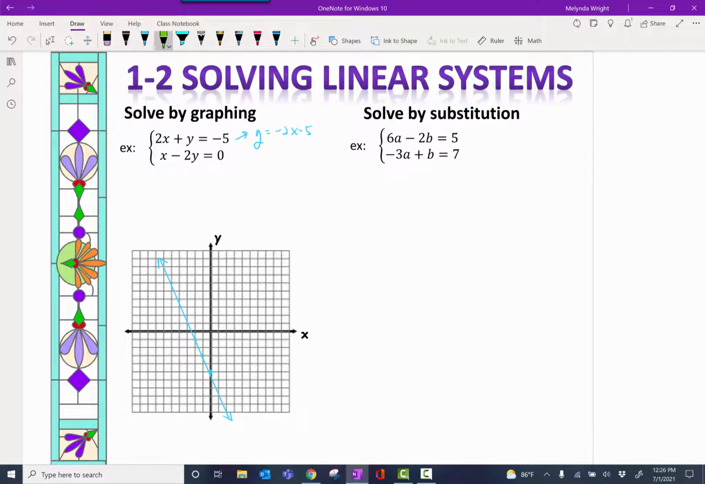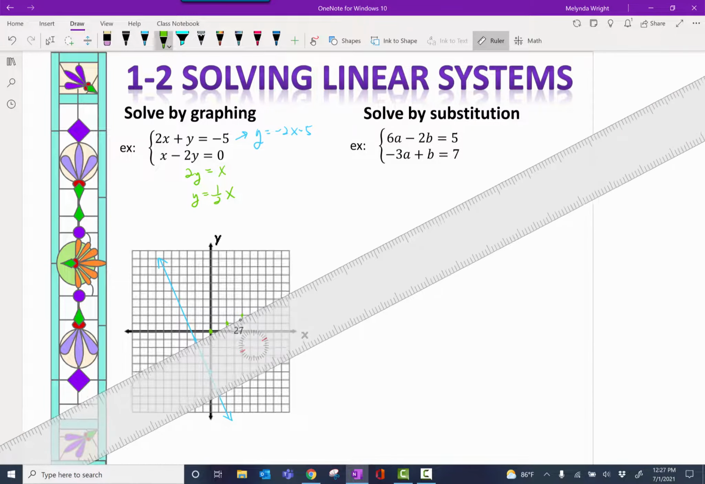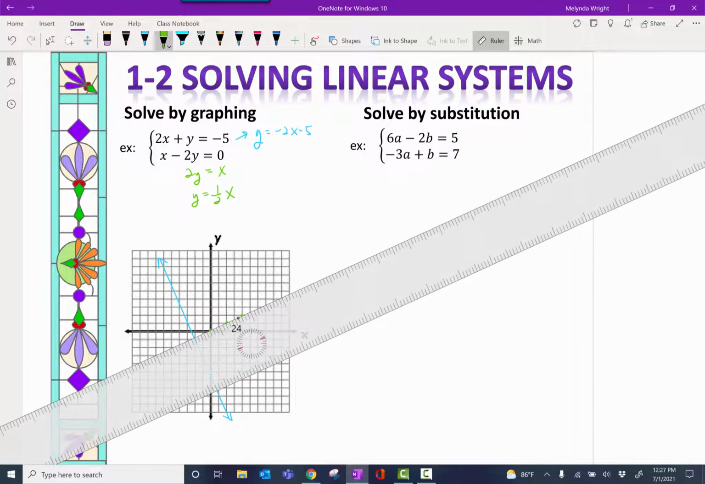All right, for the next one, let's work on it. I'm going to move the 2y over. So 2y is x, so y equals 1/2 x. For that one, the y-intercept is 0. My slope is rise 1, run 2. So let's get that one drawn. I love this ruler thing.